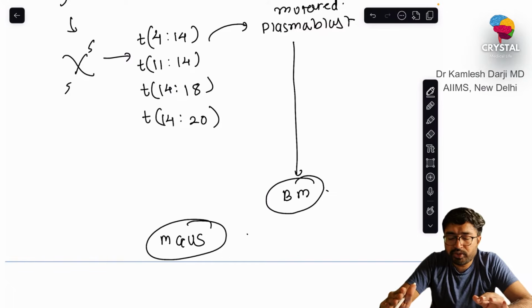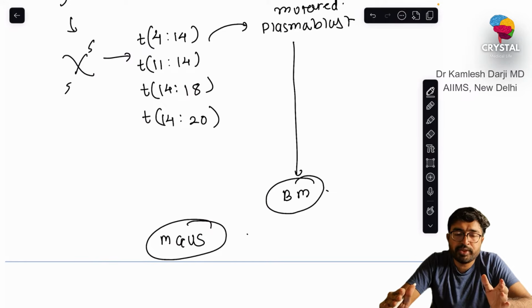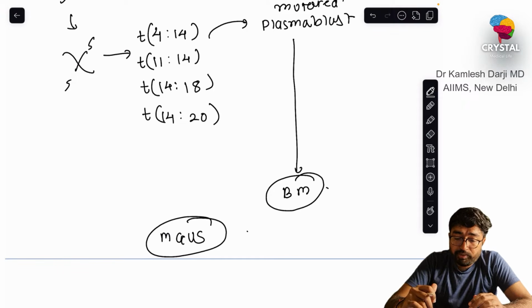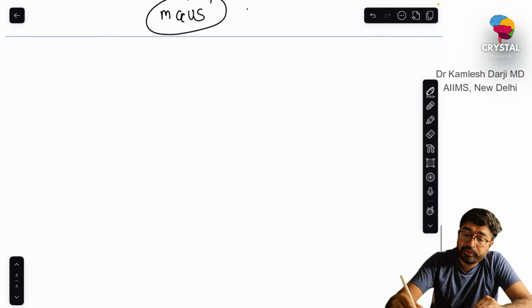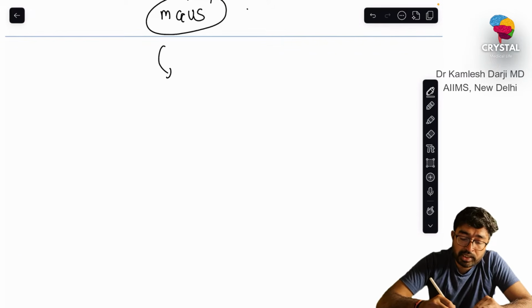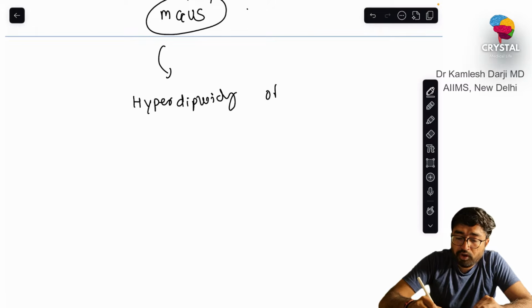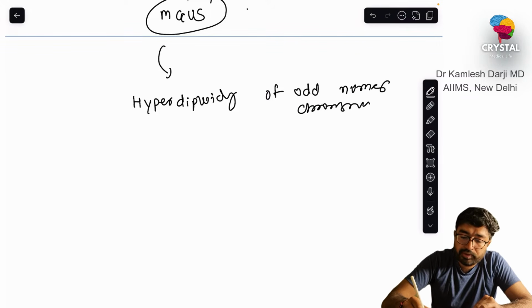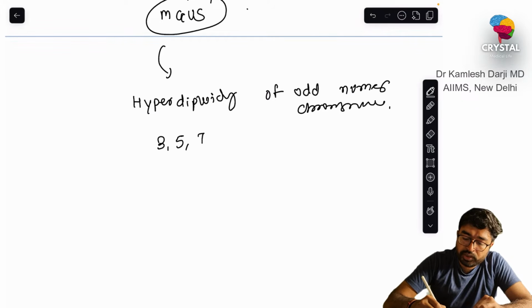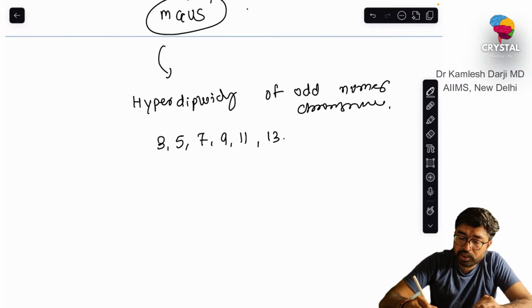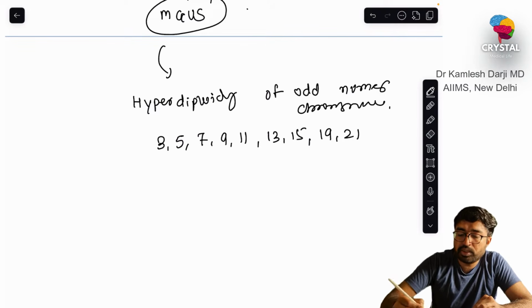So nothing to worry about this condition, but if you can diagnose this condition, it is very beneficial for the patient, because we can stop this clone from growing towards multiple myeloma. Mutation is not enough for multiple myeloma. So next, this plasma blast will get hyperdiploidy of odd numbered chromosomes. Okay, 3, 5, 7, 9, 11, 13, 15, 19, 21.